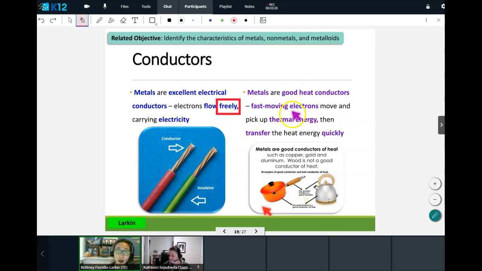That actually also makes them very good heat conductors, because those electrons can pick up heat from one side of a wire or one side of a metal and drag it over to the other side of the metal. So that's why, for example, all of our pots and pans tend to be metal, because metals are so good at carrying heat.